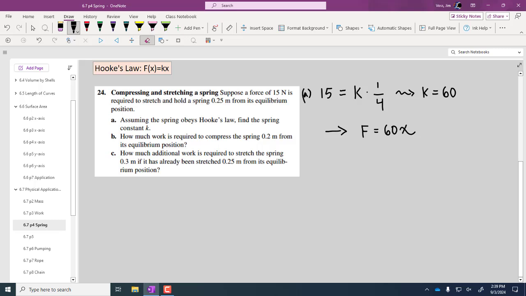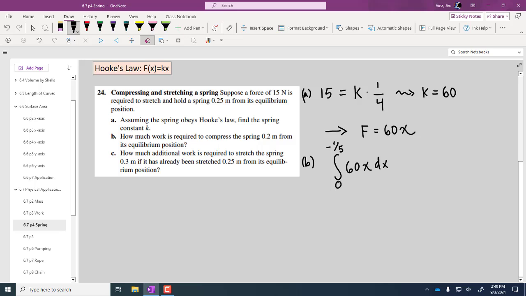And then part B says how much work is required to compress the spring 0.2 meters from equilibrium. So we're going to integrate our forcing function. And then our limits of integration represent where the spring starts and where it ends. So it says it's going to start at equilibrium, and we are going to end up compressing it 0.2, so negative 0.2. I'm going to write it as a fraction, so negative 1/5. So there is the setup.